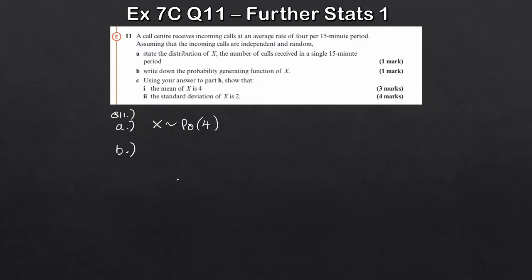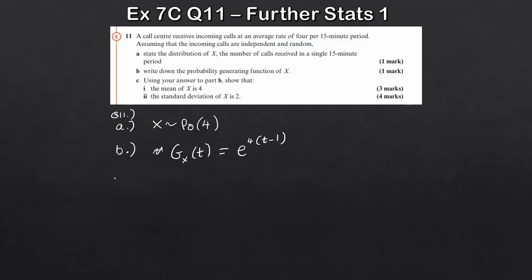Part B, the probability generating function of x. This is what we just did previously with the last one. If I write it in full, it'd be G(t) for the probability generating function of x. This will be e to the lambda, so that's 4, bracket t minus 1. That's simply all it is. You've just got to replace the lambda with what your lambda is. Because our lambda is 4, we replace it with 4.